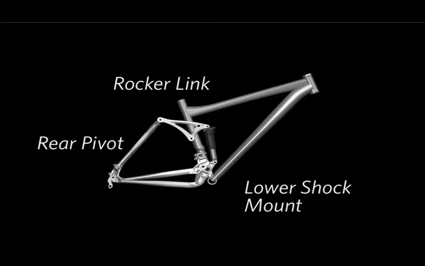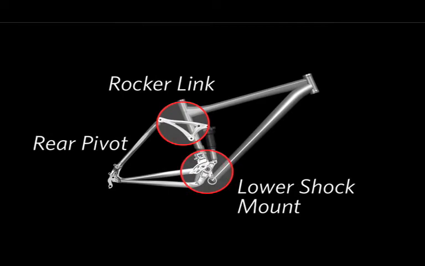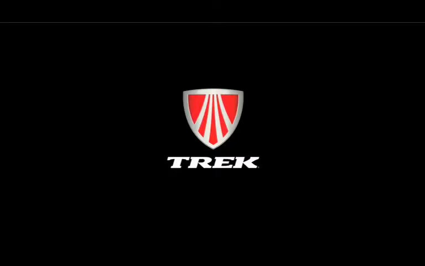It has a brand new redesigned frame with a new rocker link, lower shock mount, and rear pivot. Additionally, it also has an active braking pivot. That's the new Fuel EX bike from Trek.